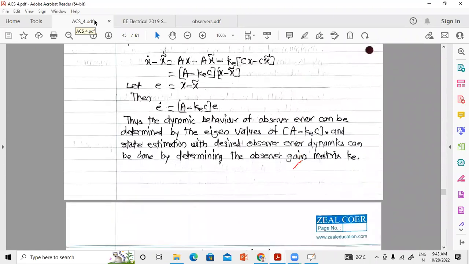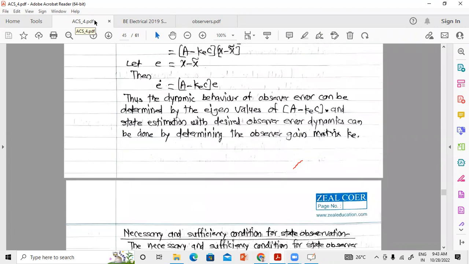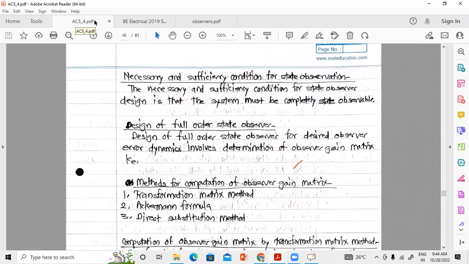Thus, the dynamic behavior of the observer error can be determined by the eigenvalues of A minus KEC, and the state estimation with the desired observer dynamics can be done by determining the observer gain matrix KE. The necessary and sufficient condition for the state observer is that the system should be completely state observable. Then only we can design the observer.